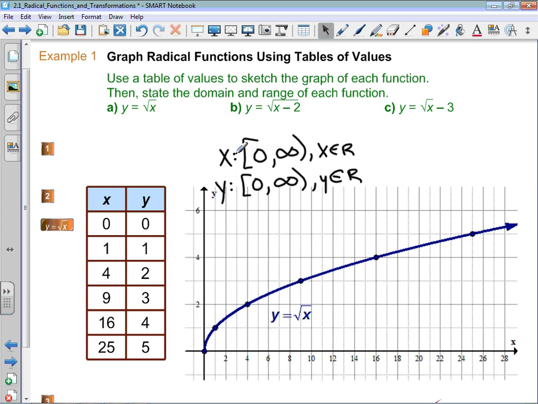Now, with transformation language, I do hope you can identify that in B, because we're subtracting 2 directly from x, we're going to shift that graph 2 units to the right. In C, because I'm subtracting 3 from the entire function, or outside of the radical, I'm going to move that graph 3 units down. But we should expect to see that in our table of values as well.